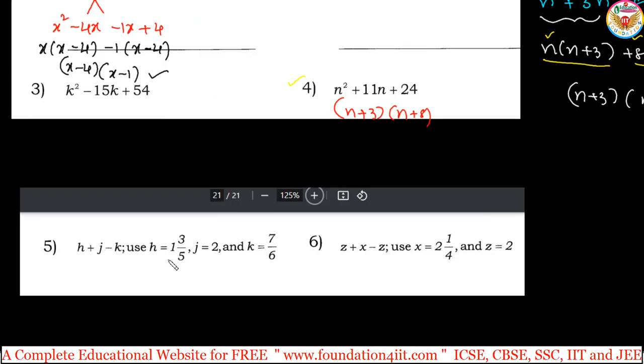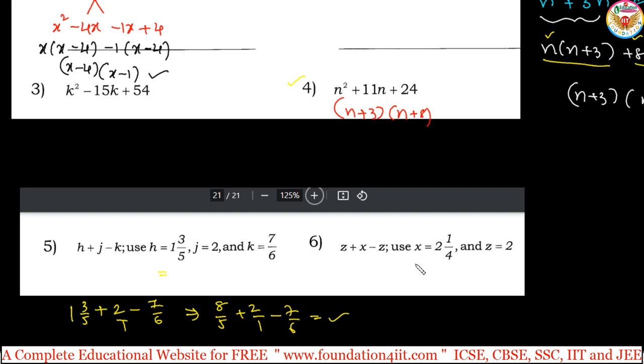This is already studied. Just substitute the values, h plus j minus k. Use h is equal to 1 3 by 5. So 1 3 by 5 in the place of h, plus j place is 2, minus k place is 7 by 6. 2 means 2 by 1. Just simplification. 5 ones are 5 plus 3, so 8 by 5 plus 2 by 1 minus 7 by 6. You have to simplify this, right? Taking the LCM of the denominators, you can simplify, because in grades 5 and 6 you already studied simplification of fractions. Now just apply the method.